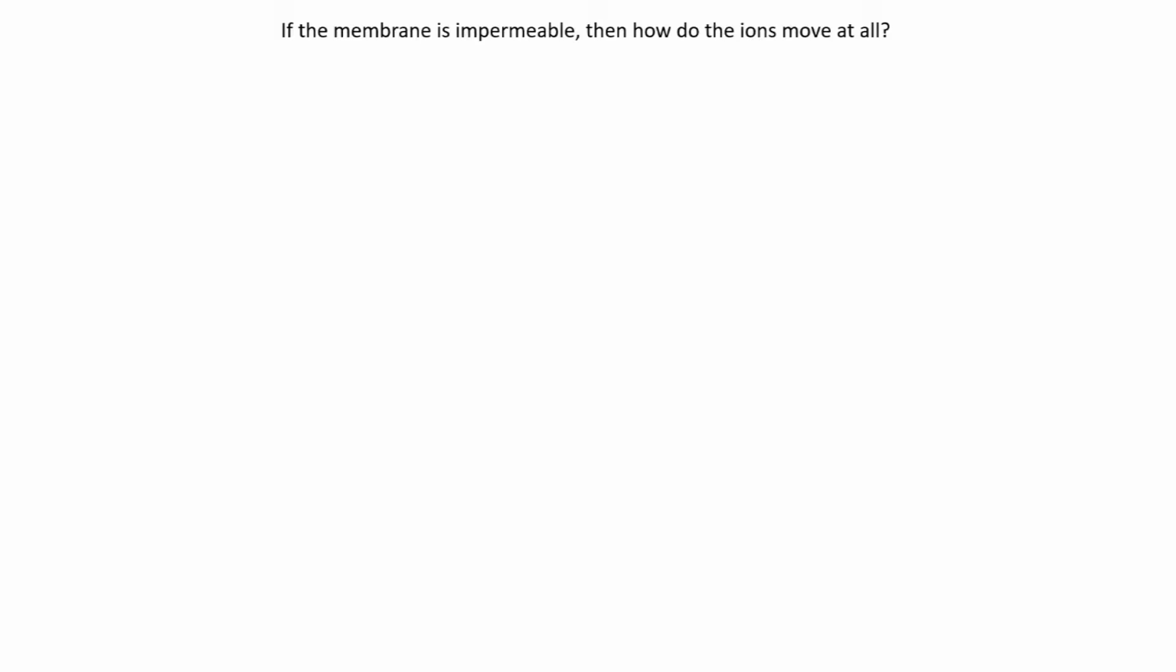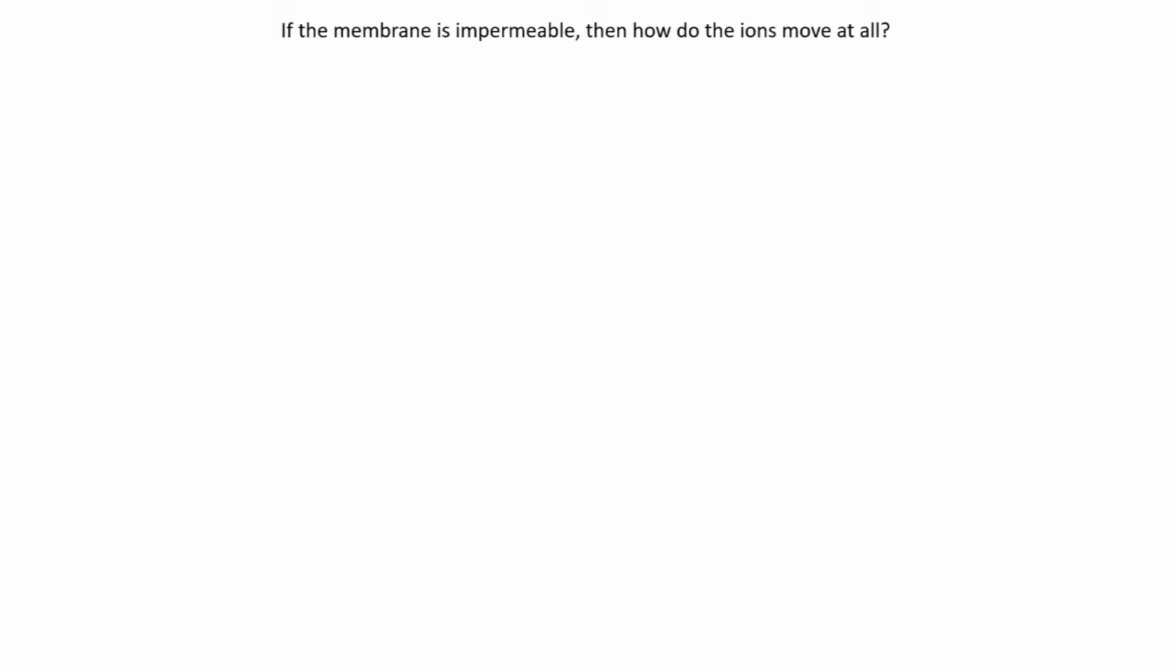But here's the dilemma. If the membrane is preventing the ions from moving, then even if we have this driving force of concentration gradient, what good will it be if the ions cannot move at all? If the membrane is preventing the ions from moving inside to outside or outside to inside, then having this concentration gradient between outside and inside is not going to be of much use. So on one hand, we do want this concentration gradient to be maintained. So we want the membrane to be impermeable. But at the same time, we also want the ions to move in response to the concentration gradient.